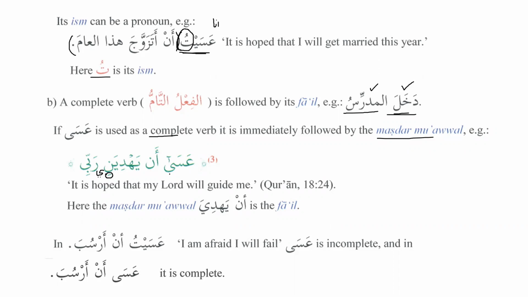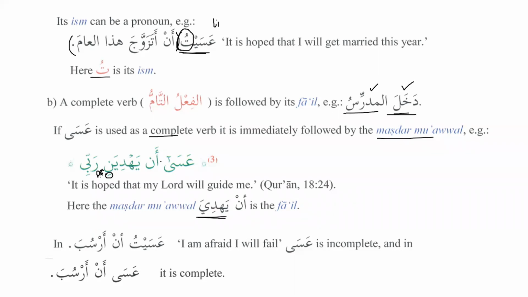And here we can see asa an yahdiyani rabbi. It was basically an yahdiyani rabbi. And this is the usloob of the Quran. And this is how it is. So that's why we have to learn it as it is. It is hoped that my Lord will guide me. Here the masdar al-muawwal an yahdiya is the fa'il.